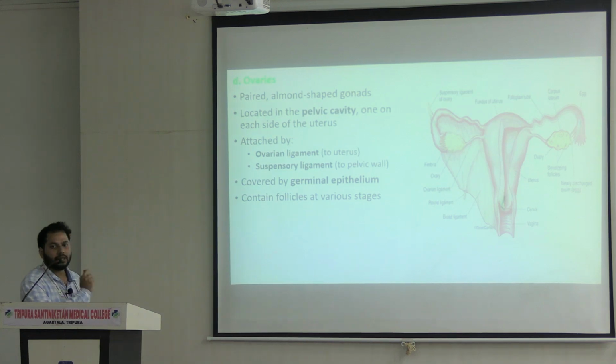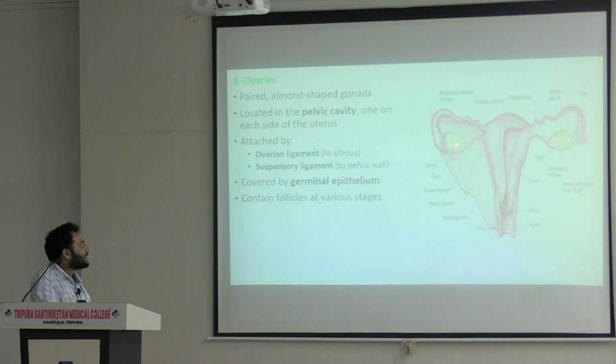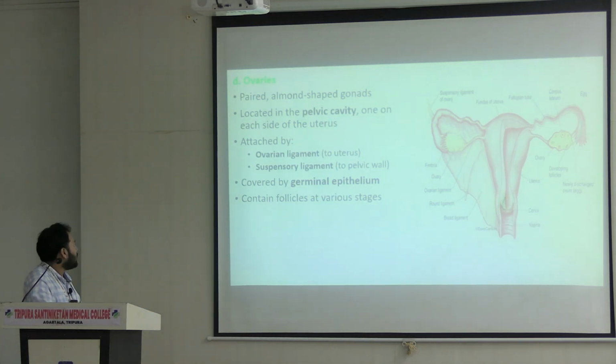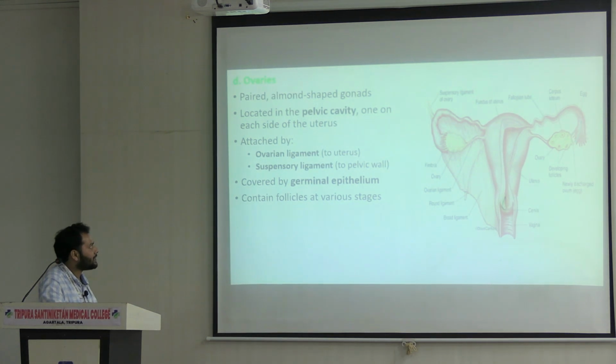Now comes the next part. The next part is the ovaries. You can see, as I've already mentioned, that the fallopian tube is connected to the structures from both sides, and these are the ovaries, where the maturation of the ovum takes place. Here it is a paired structure, and it is located in the pelvic cavity, one on each side of the uterus. So this is one, this is another one. On both sides of the uterus there is an ovary.